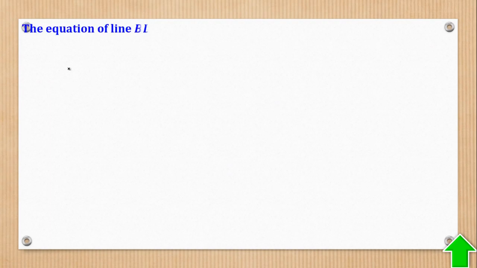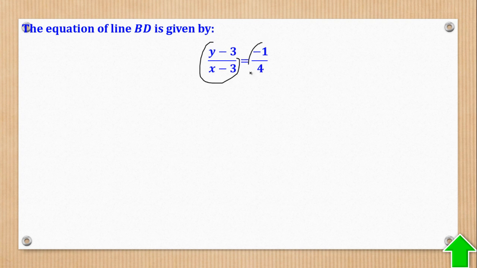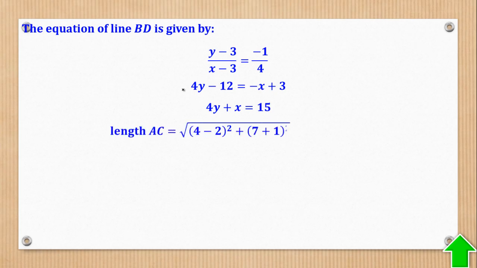So now we shall say that the equation of line BD will be given by equating the gradients, where x, y is a variable point on the line. So cross multiply and collect like terms to get the equation of the line. Then the length AC is given by this formula, change in x squared plus change in y squared, to give you that many units.